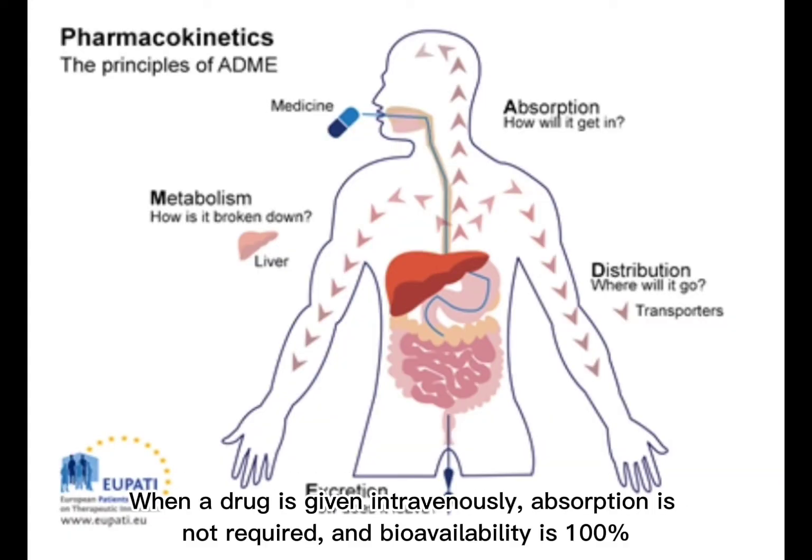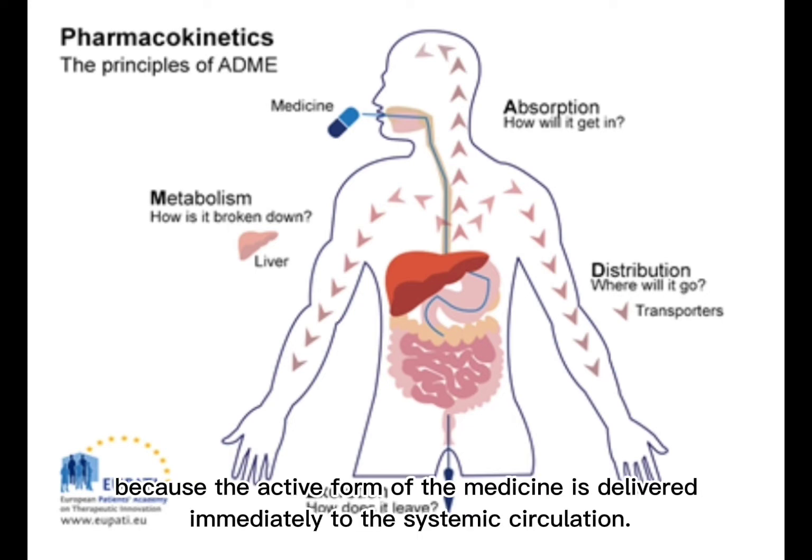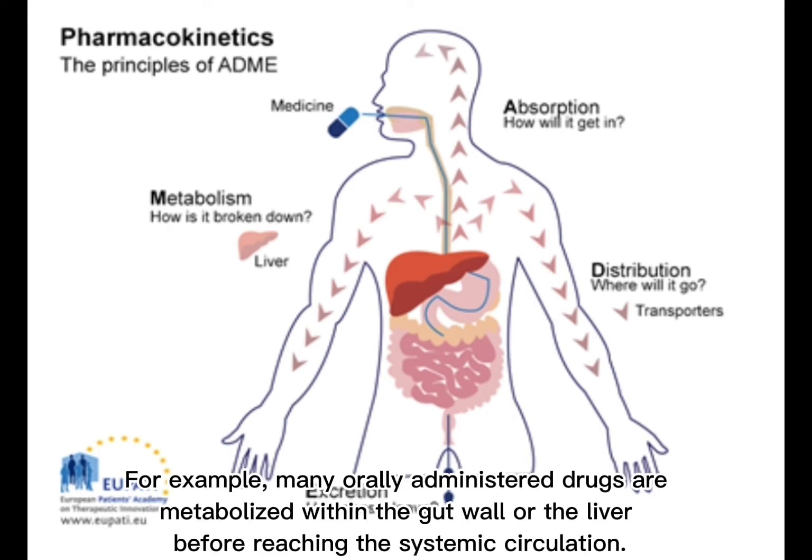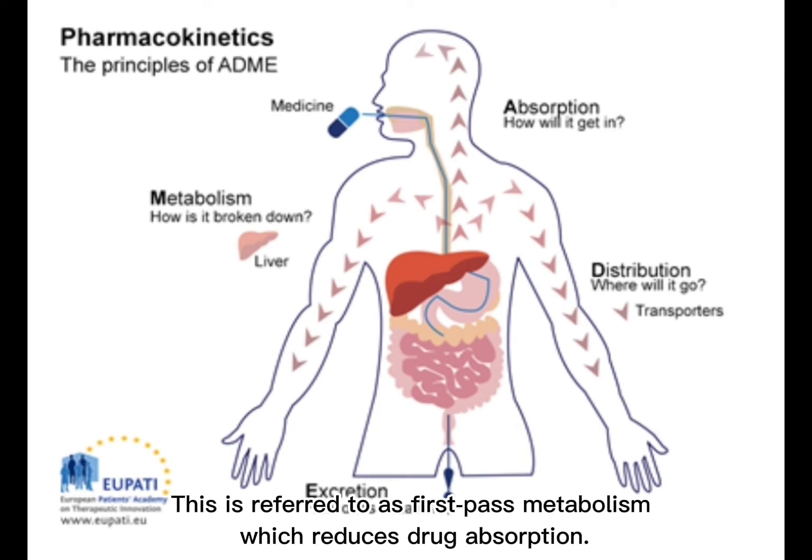When a drug is given intravenously, absorption is not required, and bioavailability is 100%, because the active form of the medicine is delivered immediately to the systemic circulation. However, orally administered medications have incomplete absorption and result in less drug delivery to the site of action. For example, many orally administered drugs are metabolized within the gut wall or the liver before reaching the systemic circulation. This is referred to as first-pass metabolism, which reduces drug absorption.